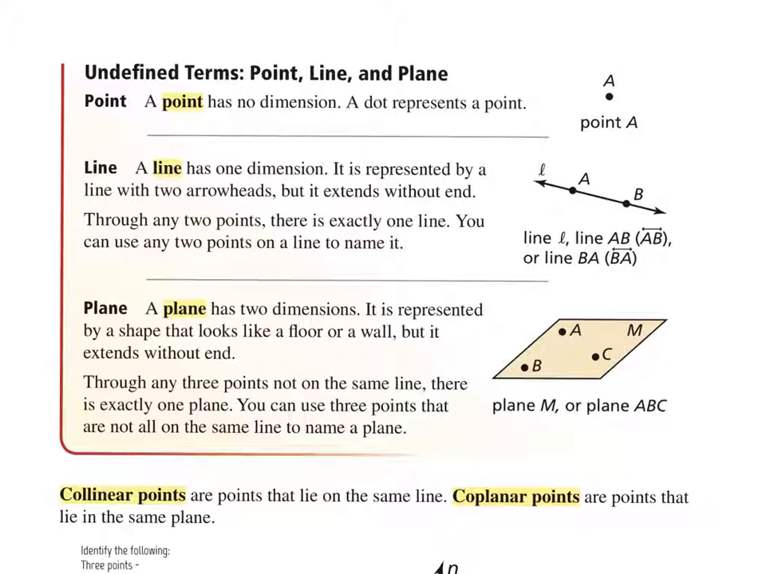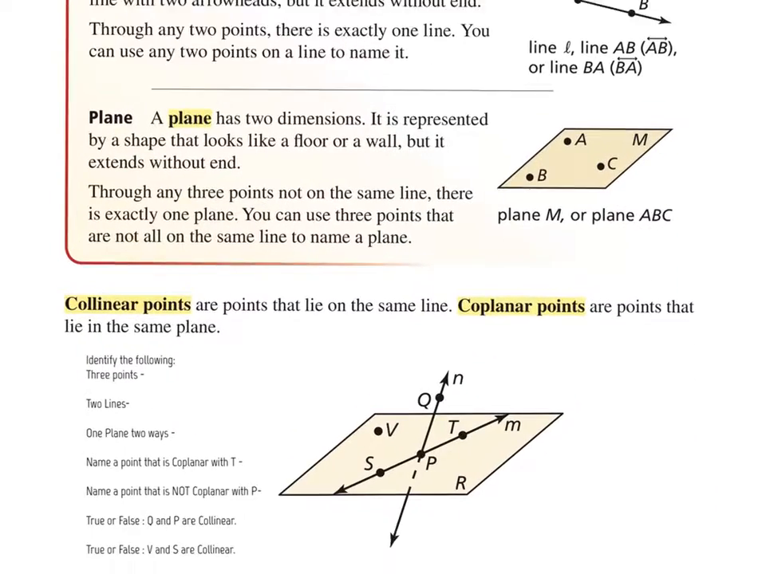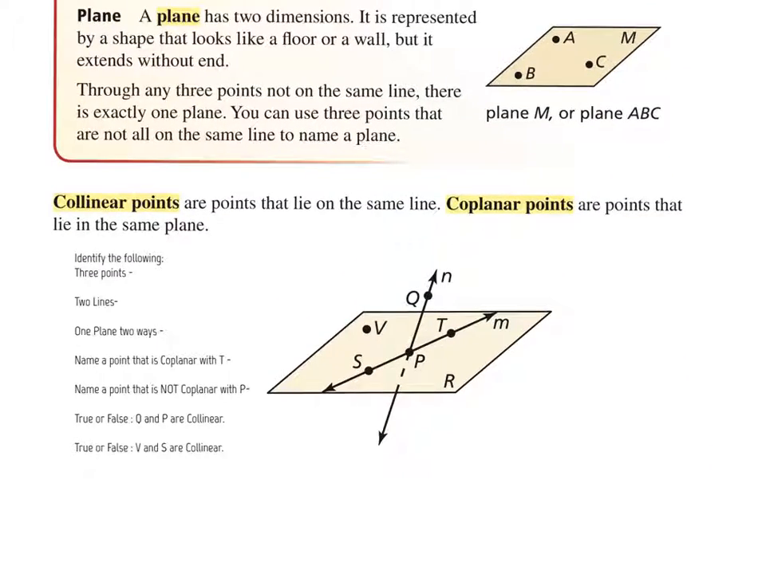Down here at the bottom, we have some definitions that are important. Collinear and coplanar. Again, collinear points are points that all lie on the same line, and coplanar points are points that are all on the same plane.